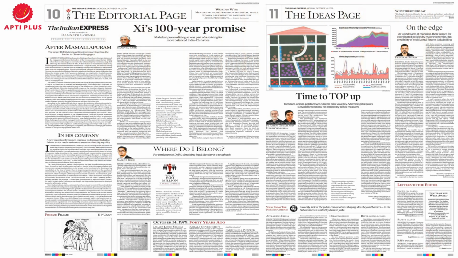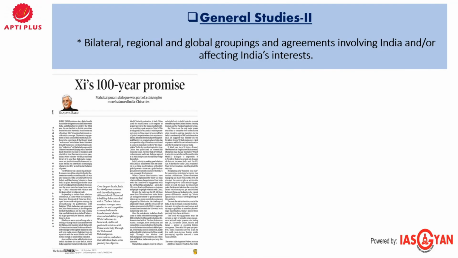Moving ahead, the editorial from the Indian Express. In this editorial, by Sanjay Baru, I'll tell you what exactly we'll be discussing. We'll be discussing this one and this one. So these two can be directly avoided in this. Moving ahead, so, seizing 100 years of promises.